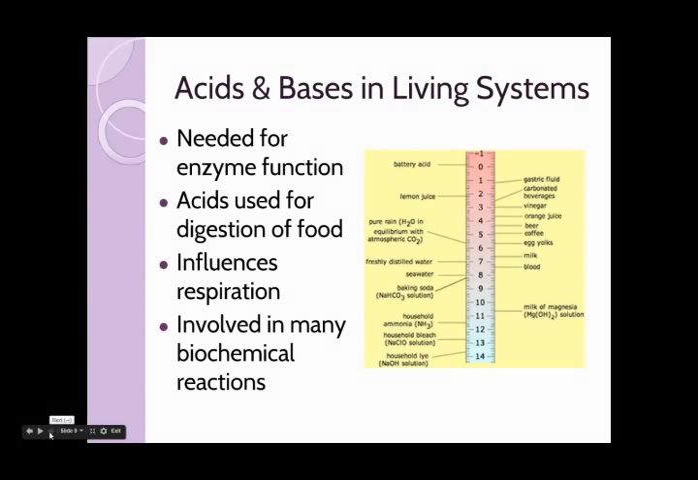So at both ends of this scale, down there at 0 and up around 14, those are both very hazardous solutions. So in our body, we need acids and bases to be the right acidic nature in order for enzymes to function and in order for food to digest correctly. It influences the respiration within our cells, and there are many biochemical reactions that are dependent on the pH of the solution in our cells and in our bodies.